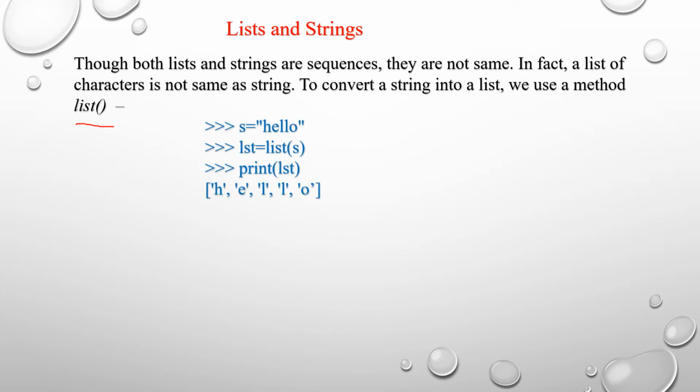For example, s is equal to "hello". I want to convert hello into a list format, so we have to use the list method. Here I'm going to convert s into list format: list of s, and store it into lst, my variable name. After that I'm going to print lst. The Python interpreter will print hello enclosed with square brackets, as the letters H, E, L, L, O.